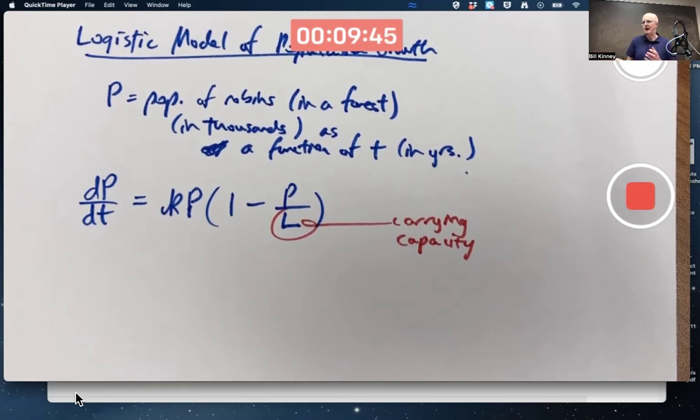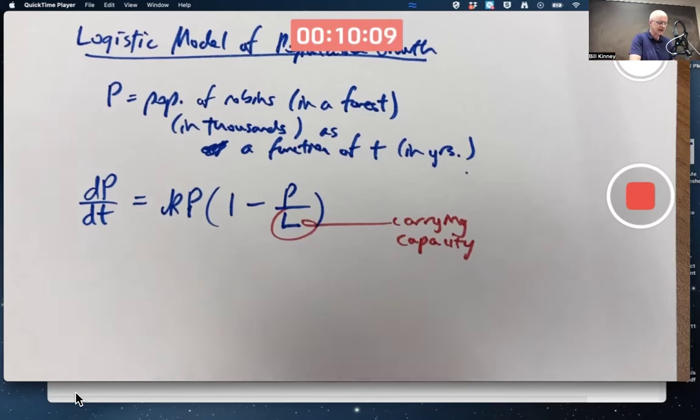If you've got 10,000 robins in this forest, the birth rate and the death rate are the same. For every robin that's born, a robin dies. Okay, of course, that doesn't mean a robin being born causes a robin to die. It's just that on average, over time, they equal out.